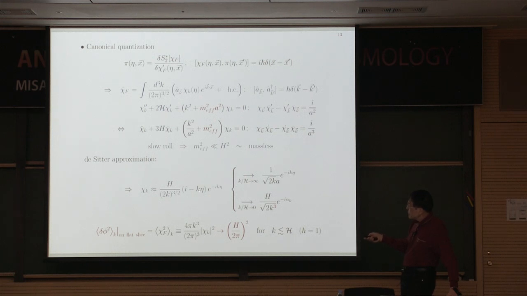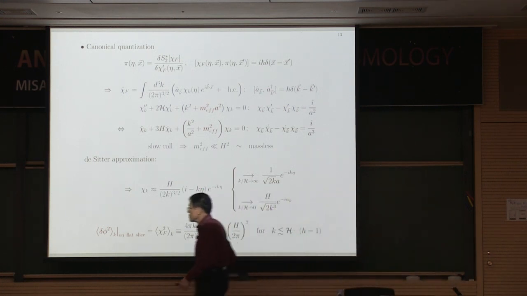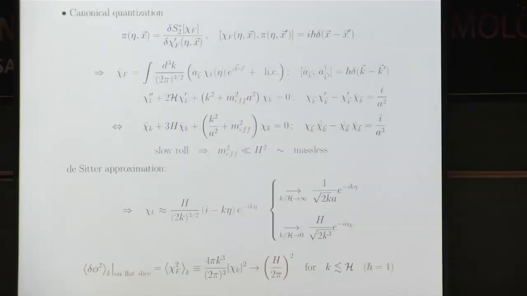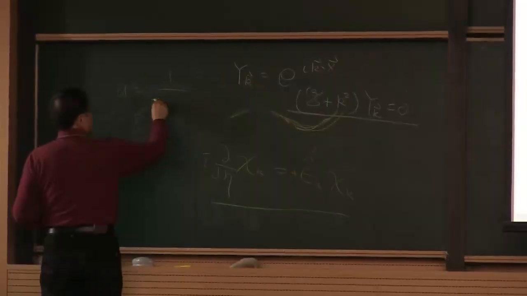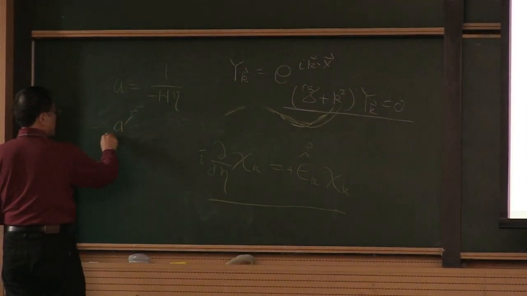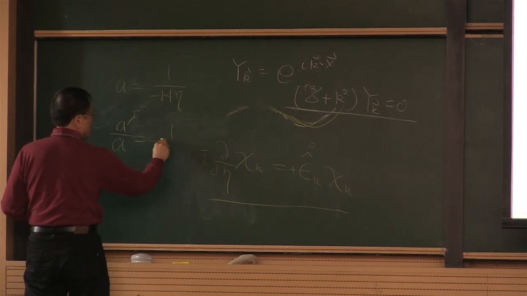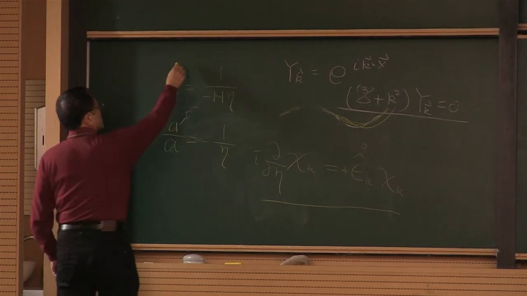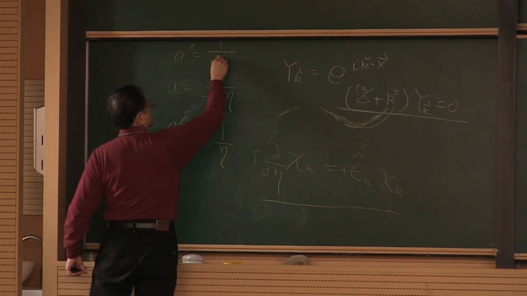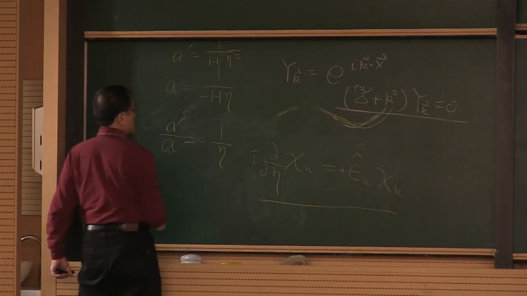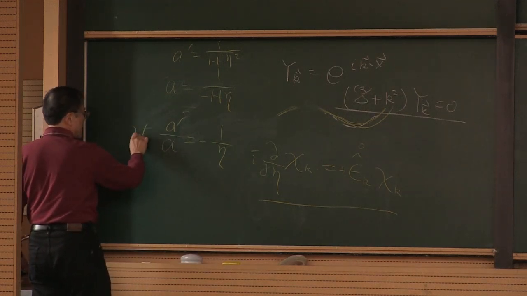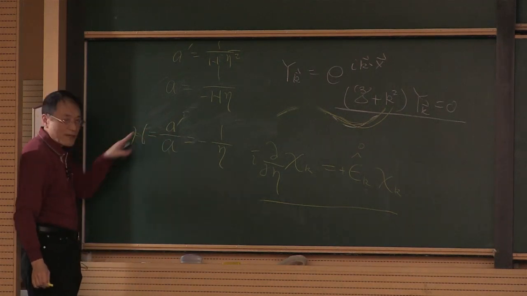So when this eta is negative, k eta is minus one. That corresponds to the Hubble horizon crossing, because the scale factor, as I said, is given like this. Then A prime over A is minus 1 over eta, right? I mean, this is just H squared eta squared. So this is what I call the Hubble parameter in conformal time.